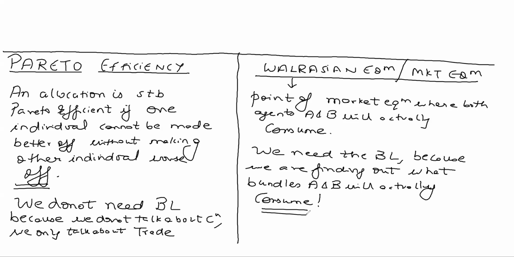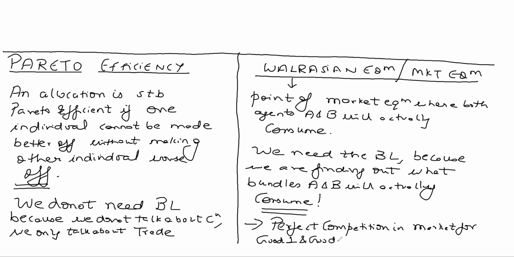So I hope all the students have understood in this lecture the concept of Walrasian equilibrium. By the way, when we have done this concept of Walrasian equilibrium, we have assumed perfect competition. There is perfect competition in the market for good 1 and good 2. Prices are fixed by the industry, and agents A and B will take those prices as given.